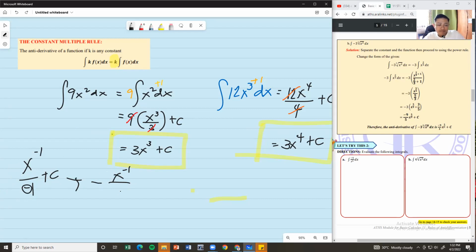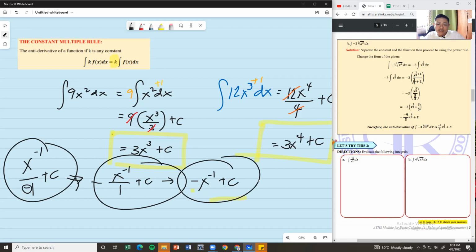So this will become x raised to negative 1 over 1 plus c. Simplify it further. This will become negative x raised to negative 1 plus c. So either this or this or this, no problem. But actually this is not yet simplified. You can simplify this pa. Since this is a negative exponent, this will go down. So it will become negative 1 over x plus c. This is the most simplified answer. Okay? Okay, going back to that question. Let's continue. Take a screenshot if you want to take note of this.